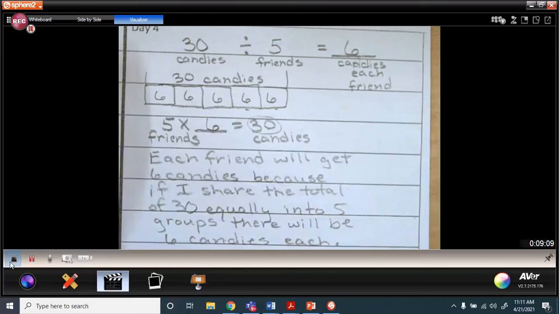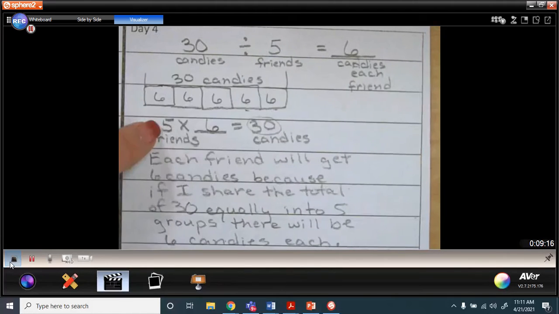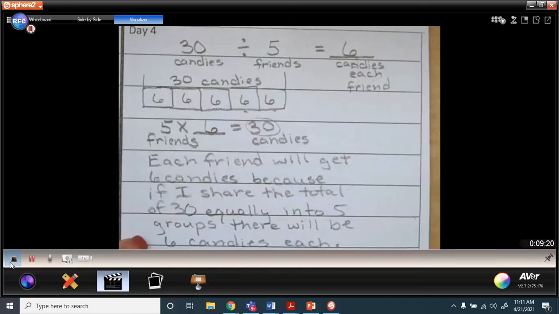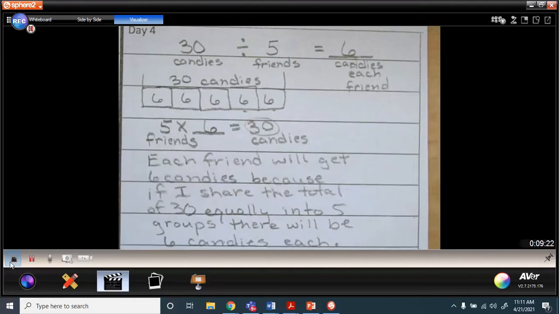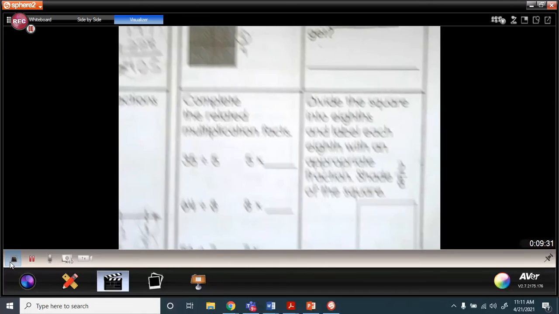Okay, so now that you've shown me an equation, we've modeled it, we've even related it to our multiplication, and now we've written it into a response to show our thinking. Let's go ahead and take a look at the next problem. Goes with our understanding of multiplication and division.